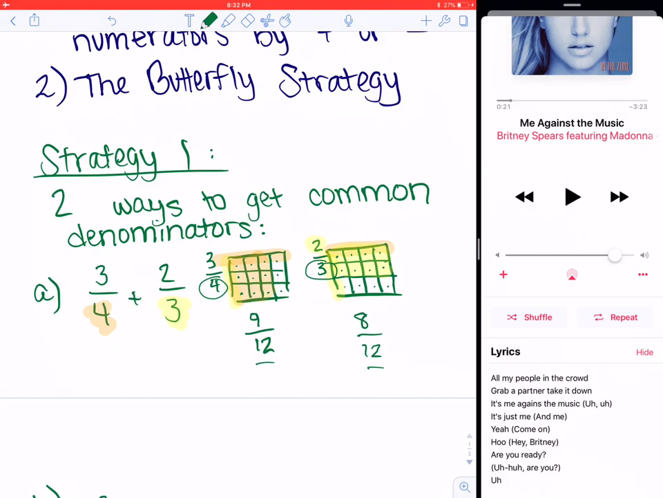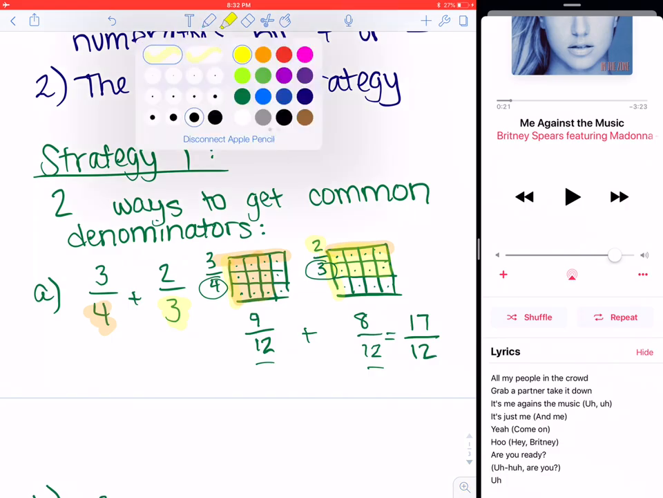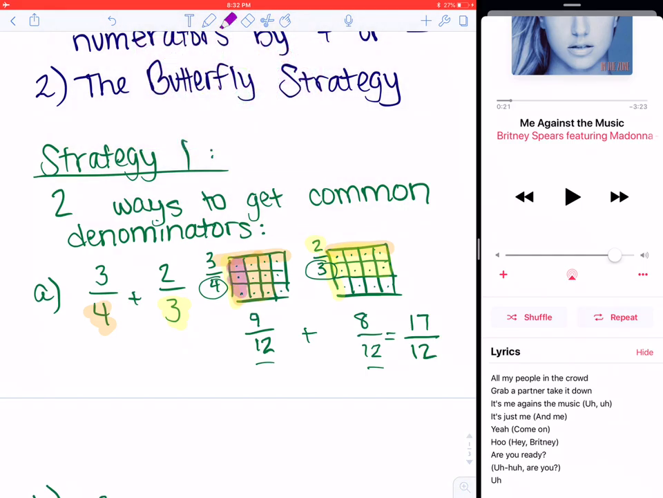So with this, because it's an addition problem, I'm now going to add, and I wind up with 17 over 12. 9 plus 8 is 17, and I can verify this because I have 3, 6, 9, 10, 11, 12, 13, 14, 15, 16, 17 boxes colored in. Hence my numerator of 17.